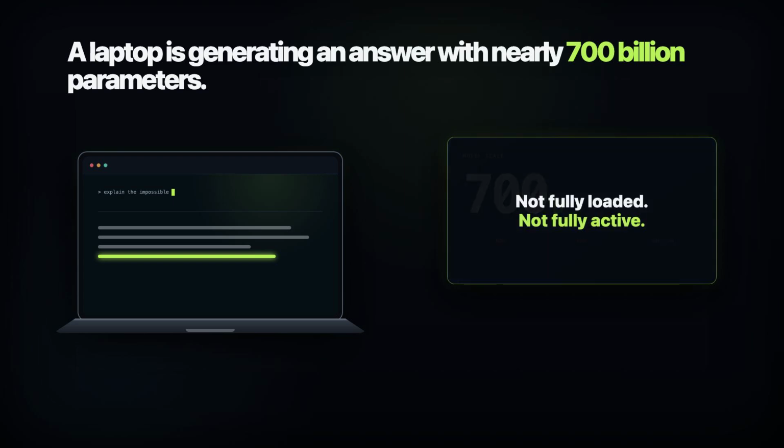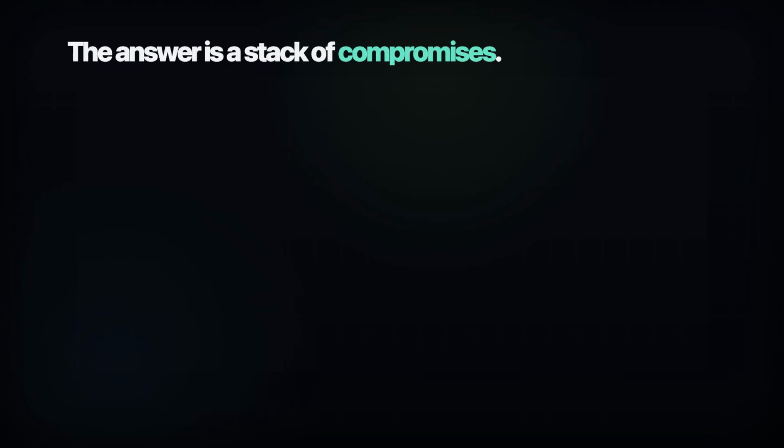The laptop is not loading the entire 700 billion parameter model into memory. It is not calculating every parameter for every word. And depending on the demonstration, some of the work may not even be happening on the laptop. So how can a model this large run on a normal computer at all?